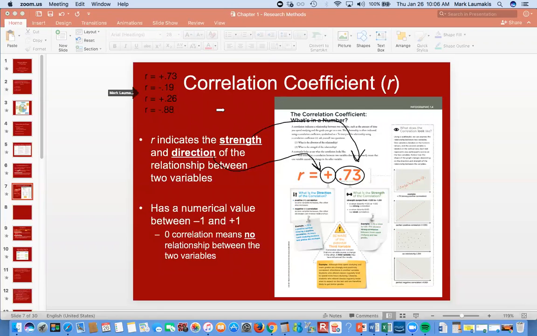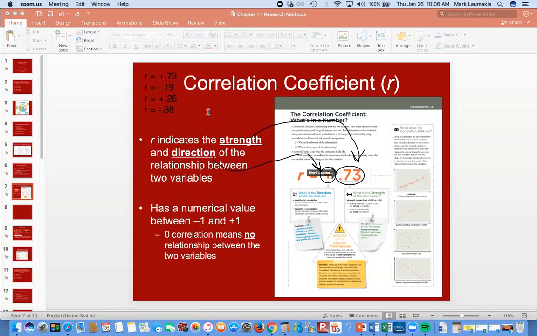Yeah, it's negative 0.88, right? That's the biggest number. Ignoring the positive or negative sign, the bigger the number, again, the stronger the correlation. In psychology, generally the rule of thumb is, 0.1 to 0.3 is like a mild correlation. 0.4 to 0.6 is like a moderate correlation. And 0.7 and above, we get really excited.